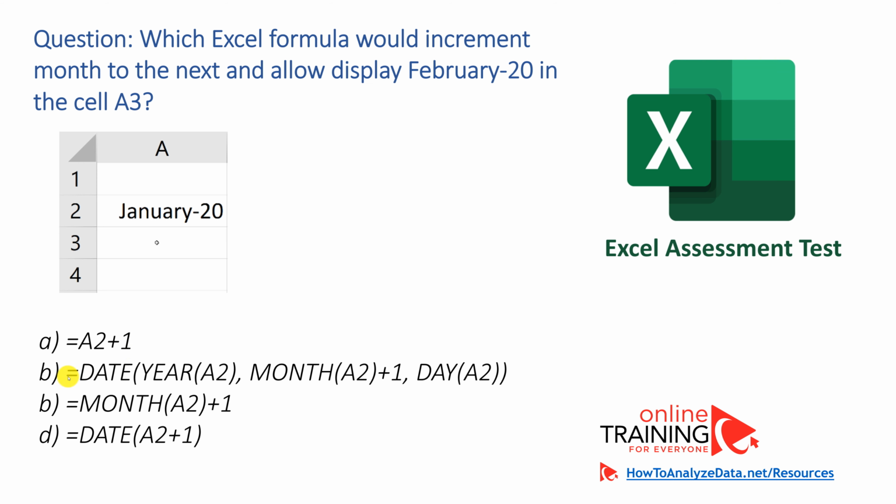In choice B, we have a more complicated formula using the DATE function. In choice C, we have MONTH(A2) plus 1, and in choice D, we have DATE(A2) plus 1. So which one would you choose? Which one do you think is the right answer?